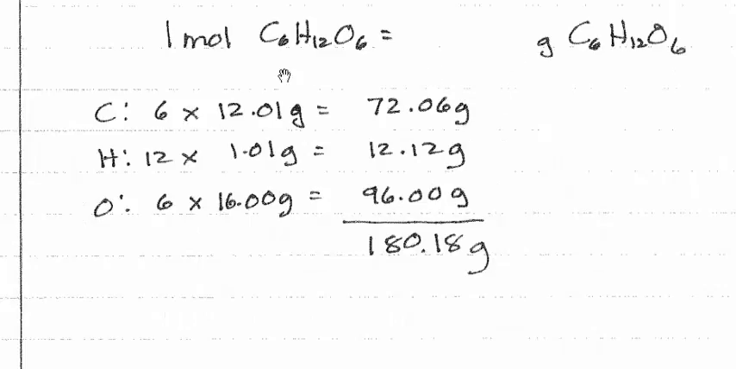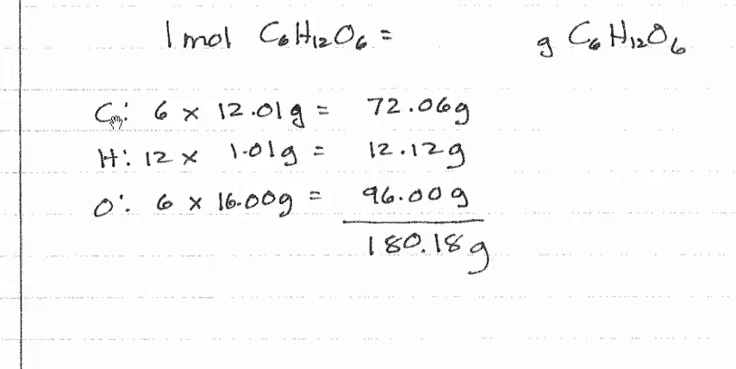When we calculate the molar mass of a chemical, we always write it out in this format: 1 mole, and then the formula of the chemical, in this case C6H12O6, is equal to however many grams of that chemical, C6H12O6. To figure out how many grams, we look at the formula and the periodic table. I separate it element by element and go from left to right according to the chemical formula.